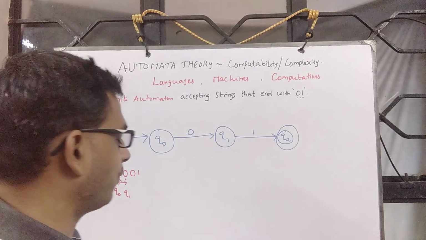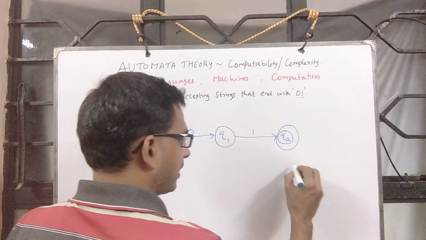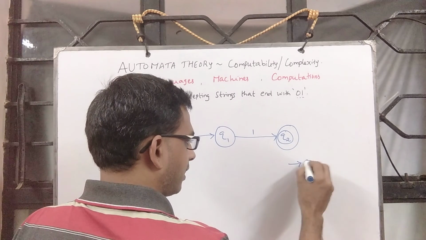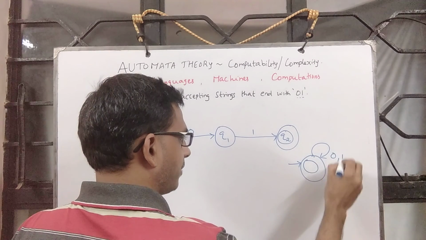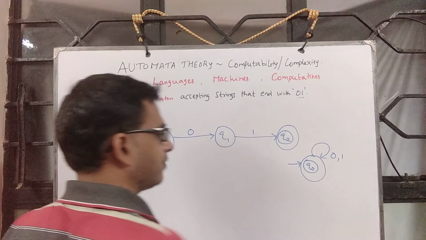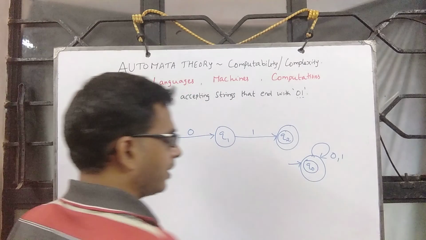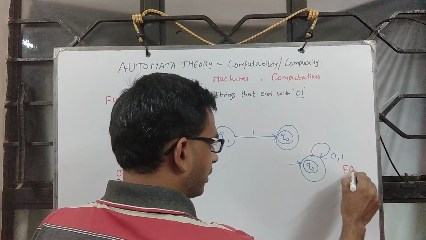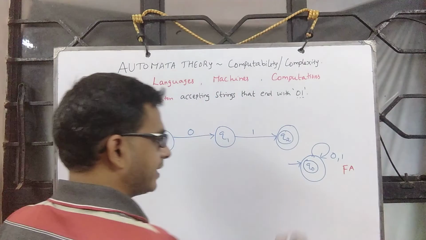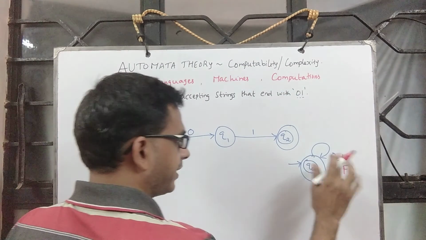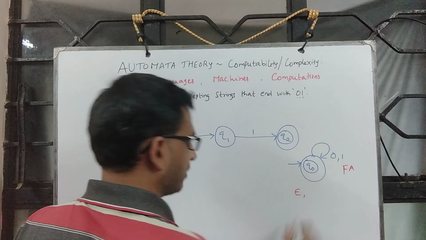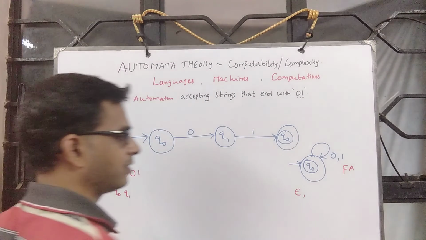And see, one simple automaton, I can simply say start and final state are same, and say 0, 1. Suppose this is my finite automaton. If you look at this finite automaton, what does it accept? Suppose it does not read anything. It does not read 0, it does not read 1. Then it accepts epsilon. That's called empty string.